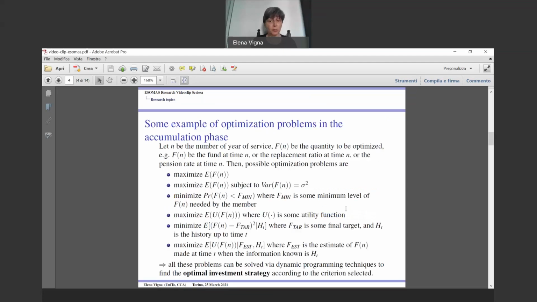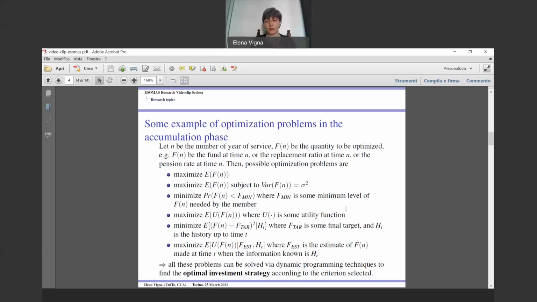Here is a list of possible problems which you can solve in the accumulation phase of a DC pension scheme. F of n is a quantity which you want to optimize, for instance, final wealth at time n, or the replacement ratio at time n. The replacement ratio is the ratio between pension and final salary. So, for instance, you want to maximize expected final wealth subject to a fixed variance of final wealth, or you want to maximize expected utility of final wealth, or you want to minimize the square of the difference between final wealth and the target, so you want to hit the target.